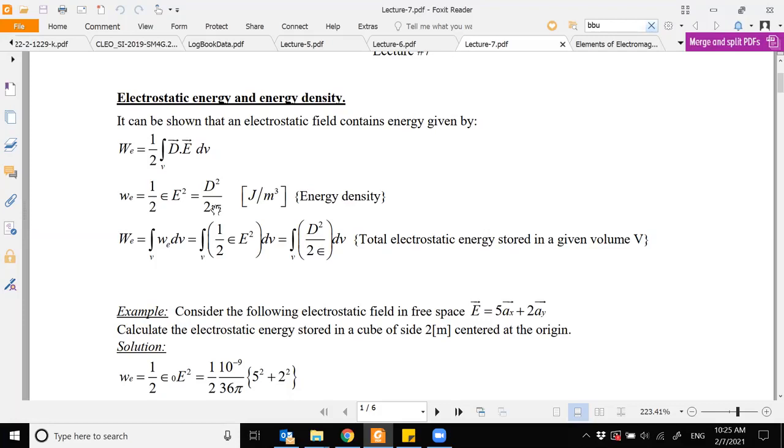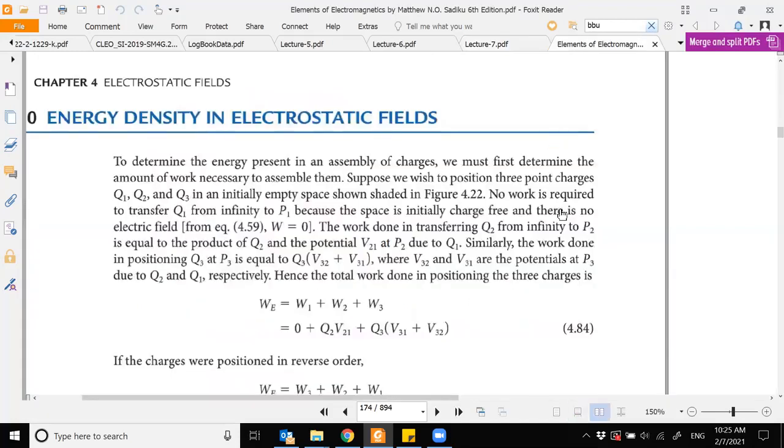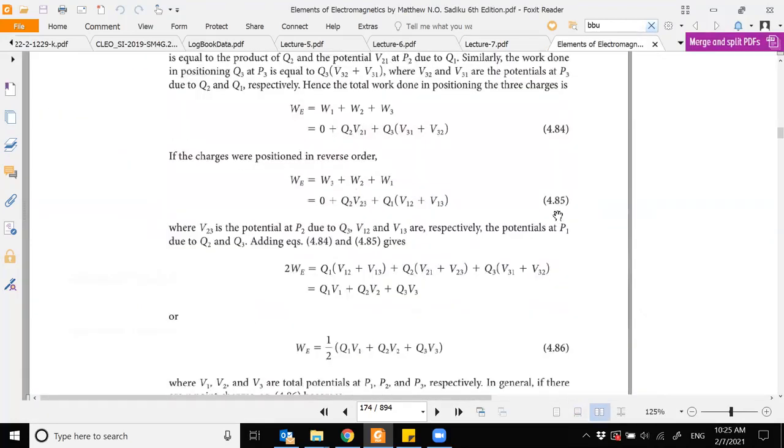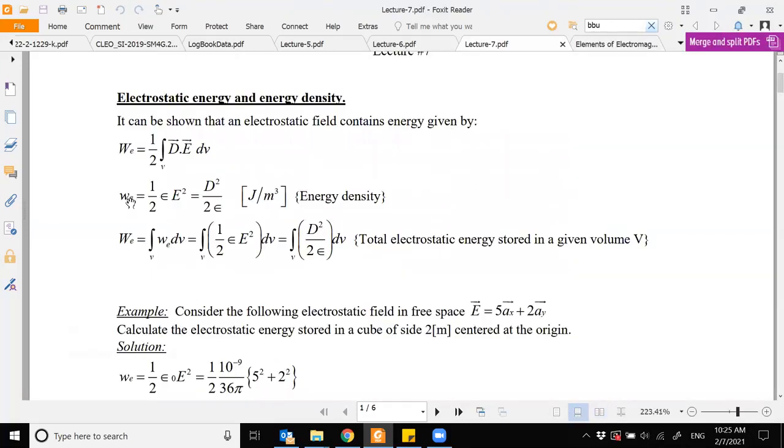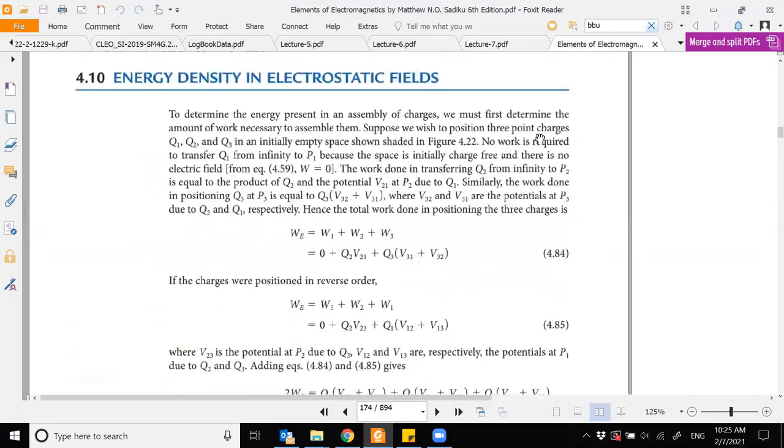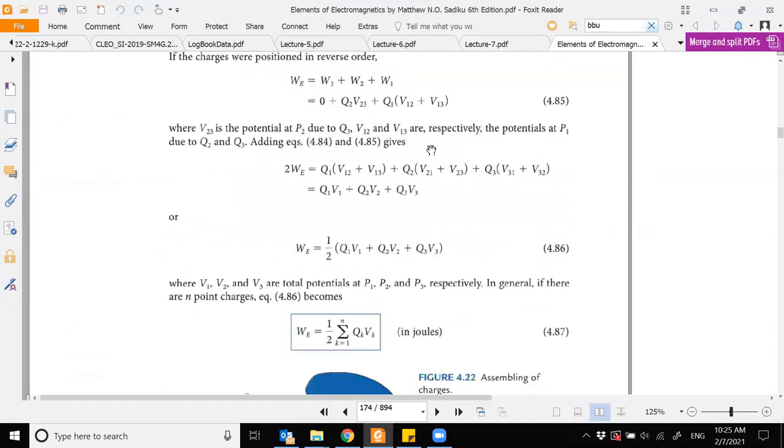So when you convert electric field to the electric flux density, this energy density, if you integrate over any volume, will give you the total energy in joules. So it is integral over V half epsilon E square, or integral over V D square over 2 epsilon, integrated over the volume. Because of the time constraint, it's difficult to go through the derivation of this one, but if you want, you can see in the textbook how it is derived.